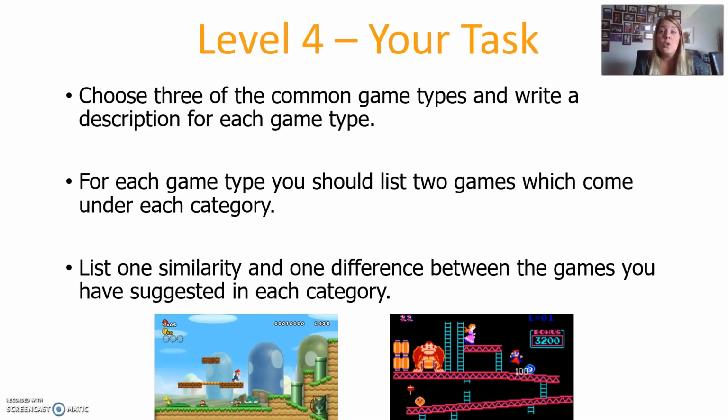Okay, so for level 4, basically what your task is to do is, from those 12 common game types that I've just mentioned, I want you to choose 3 of them. Okay, and my advice would be to pick 3 that are really different. So if you're going to go for action, don't also pick combat and stealth, because they're quite similar. How about picking a role-playing game and adventure and educational?